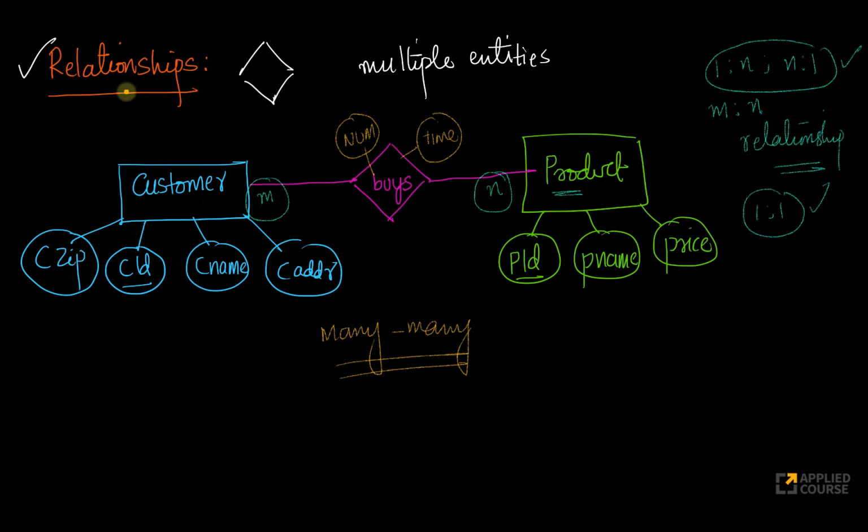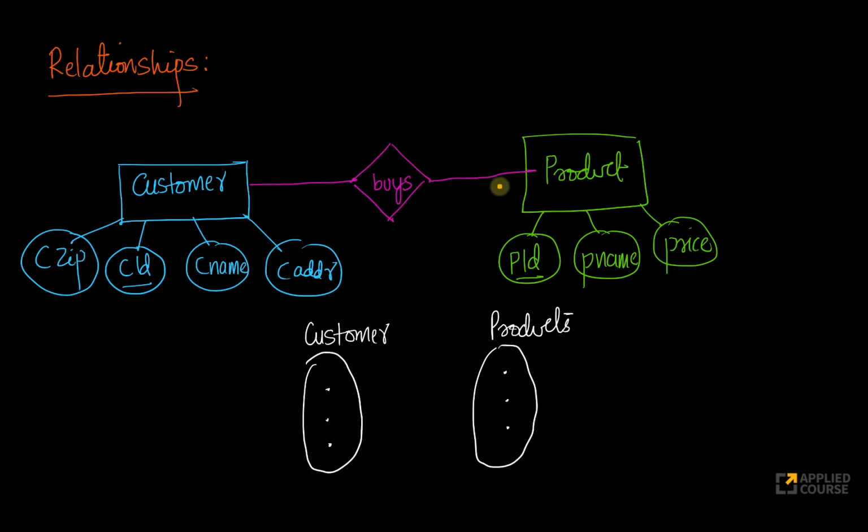Now, effectively a relationship is a way to connect multiple entities. In this case, we are connecting 2 entities. If you want to think about it from a set theoretic perspective, all of databases can be understood from the concept of sets and relations. Imagine I have a set of customers here and a set of products. A customer can purchase this product. A customer can purchase multiple products. A product can be purchased by multiple customers.